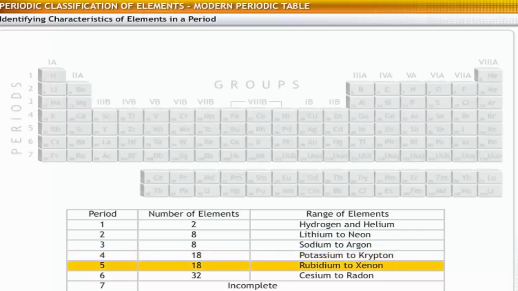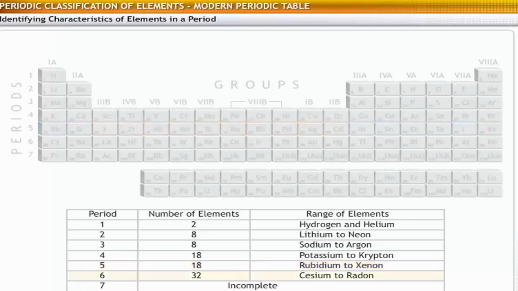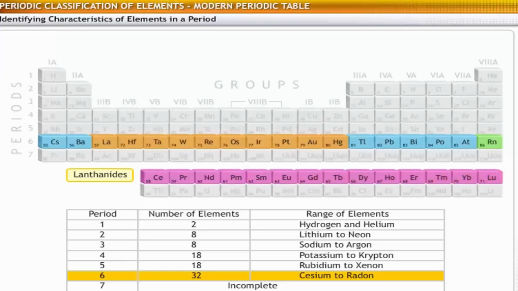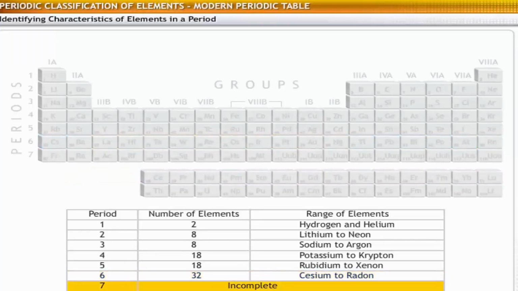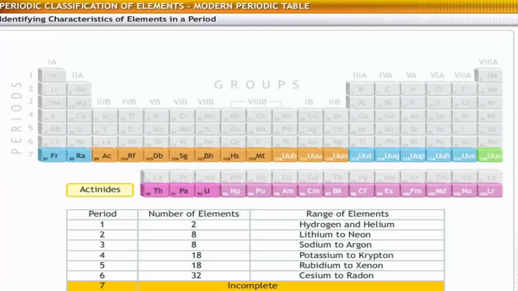The fifth period contains 18 elements, starting from rubidium and ending at xenon. The sixth period contains 32 elements, from cesium to radon, which also includes 14 lanthanides from cerium to lutetium. The seventh period is incomplete at present and can accommodate 32 elements, which includes 14 actinides from thorium to lawrencium. It will be filled up as new elements get discovered, as is expected.